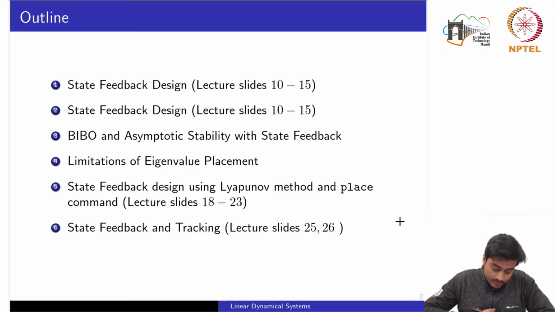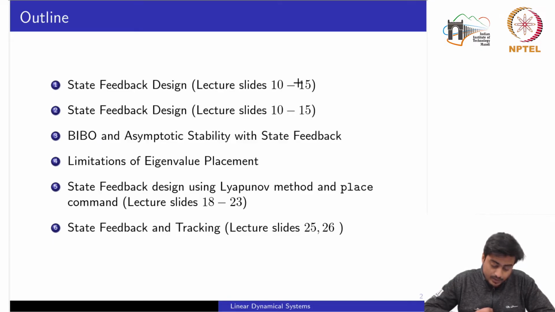The first 2 problems deal with different aspects of the state feedback controller design, and you can take these notes from the lecture slides 10 to 15. The third problem will deal with BIBO and asymptotic stability with state feedback. These BIBO and asymptotic stability concepts were introduced in week 2 on stability. We will see how they are influenced under the effect of state feedback.